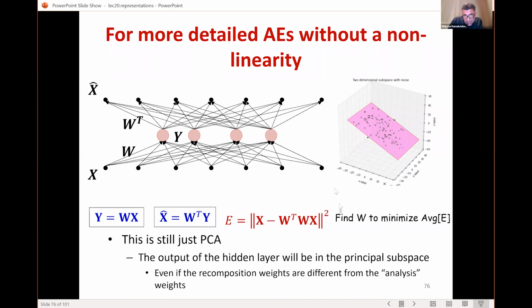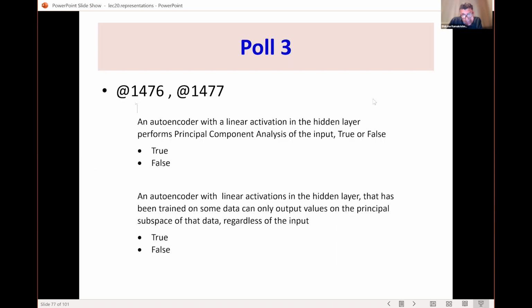And so if I find the W that minimizes the squared error between the reconstruction and the input, this is going to find me the principal subspace for the data. And this is still PCA. And the output reconstructions are always going to lie on the principal subspace regardless of the input to the network.